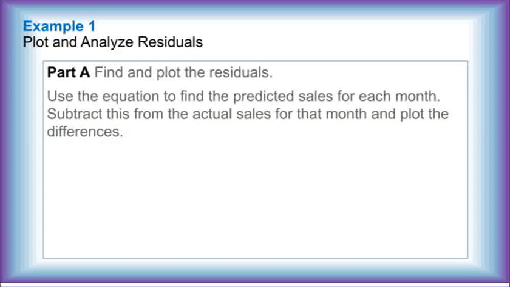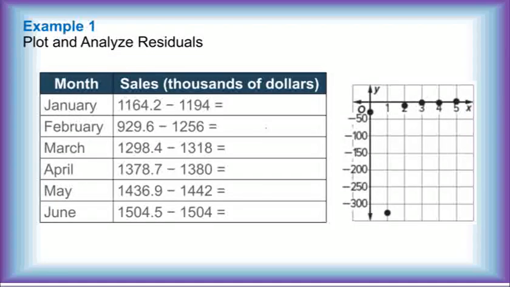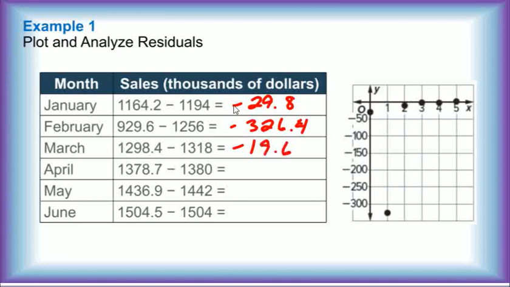So here we use the equation to find the predicted sales for each month, then subtract from the actual sales of the month to plot the residuals. So that's what I did. And you can see in this table here the numbers I got. And so if I rewrite those in here, we get negative 29.8, negative 326.4, negative 19.6. April, we get negative 1.3. May, we got negative 5.1. And June, we had 0.5.